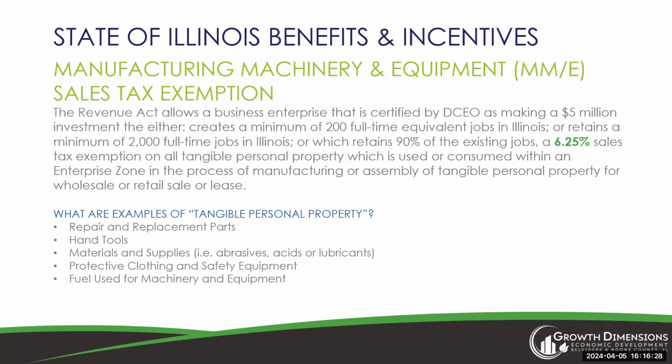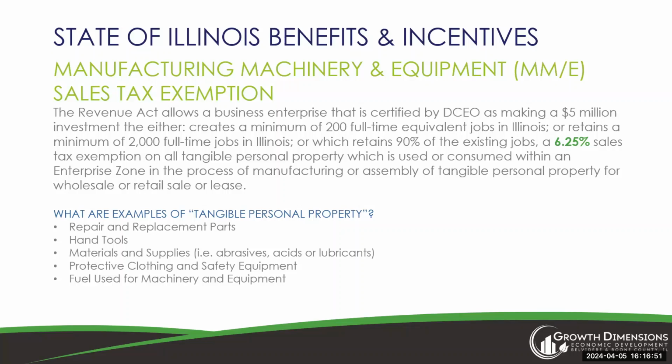To be eligible for this incentive, DCEO must certify that the business makes an investment of at least $5 million in an enterprise zone and has created a minimum of 200 full-time equivalent jobs, or retains a minimum of 2,000 full-time jobs in Illinois, or which retains 90% of the existing jobs.